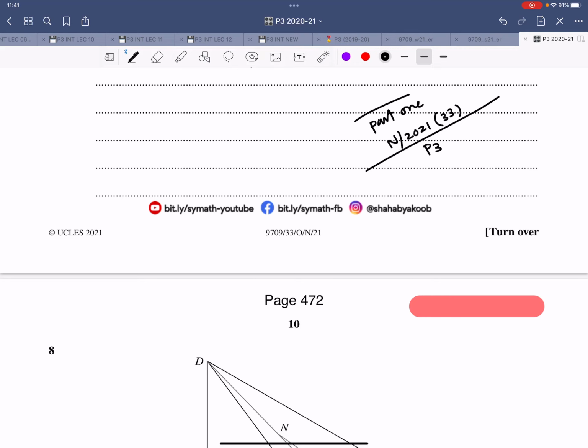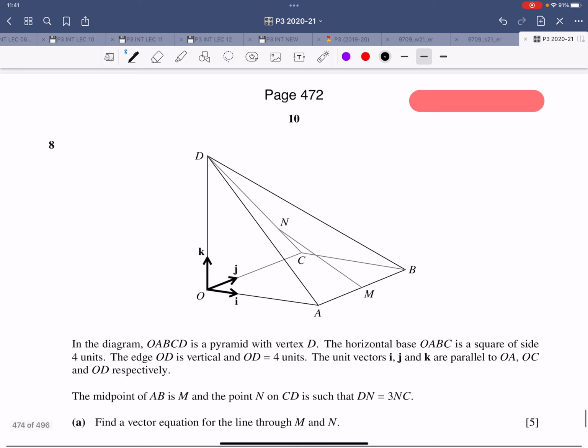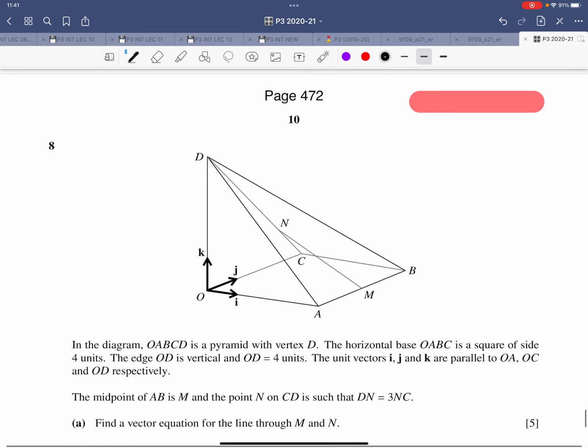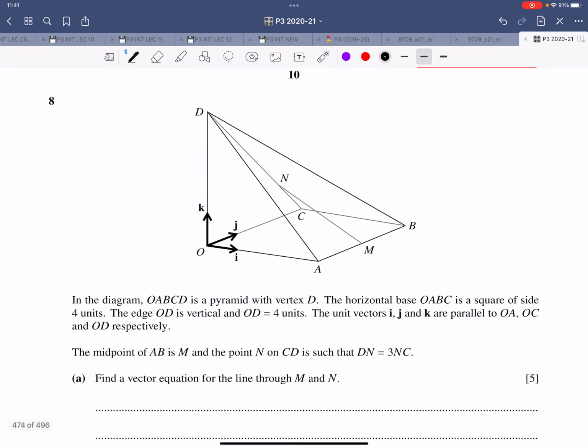Second part of this paper, November 2021, variant 33. Now this time the question is about vectors. A 3D diagram is given. What we see is a pyramid. So this is a square base. That's what it says in the question.